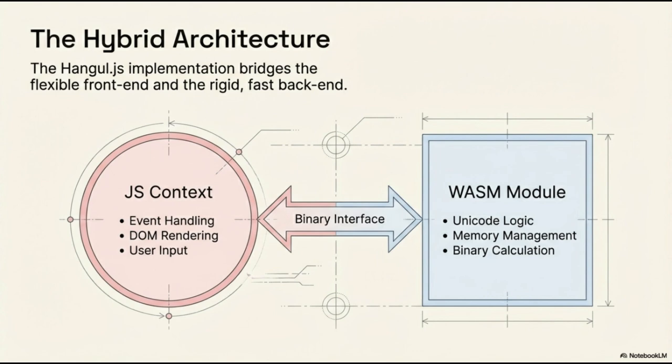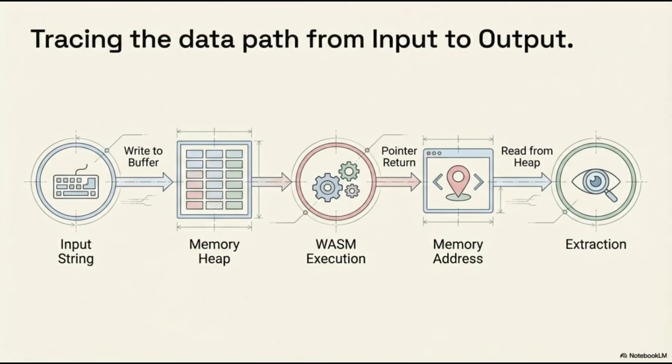On the right, the WebAssembly module serves as the specialized engine for performance-heavy tasks, including Unicode logic, memory management, and complex binary calculations. By facilitating communication through a dedicated binary interface, this implementation combines the versatility of JavaScript with the efficiency and speed of compiled binary code. Tracing the data path from input to output involves several distinct stages of memory management and execution.